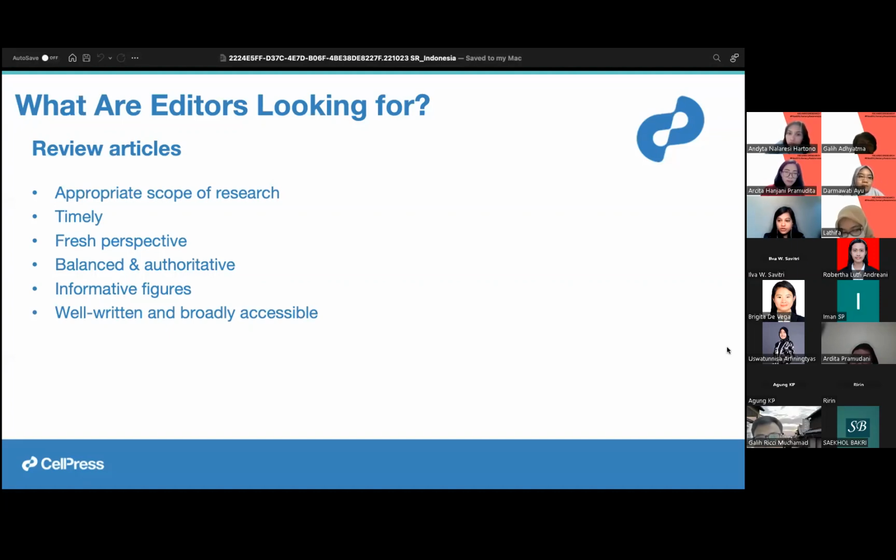I'm also looking for it to be balanced. So it should provide a reasonable overview of the literature without necessarily favoring one side or one opinion over the other. It needs to be authoritative. So it should really present a lot of information nicely summarized about the field. For a review in particular, your figures do need to be very good because this is something that readers are really going to use a lot. And it needs to be well written and broadly accessible. Again, something that's going to be interesting to readers, even if they're not experts in the field, they should be able to appreciate the importance of what you're talking about.